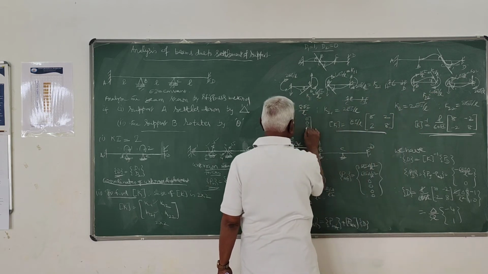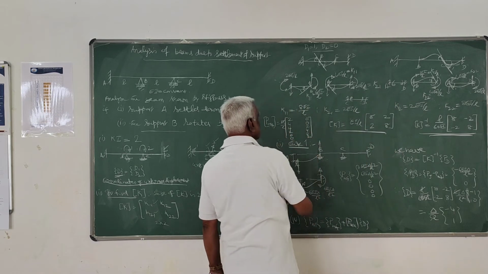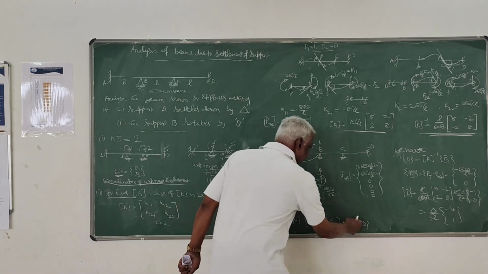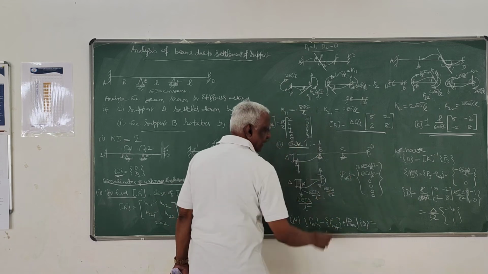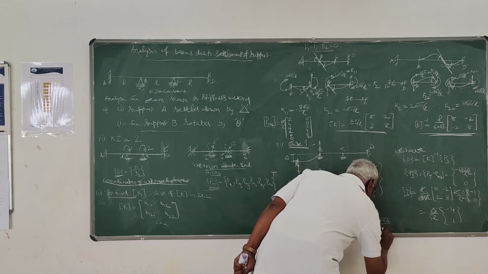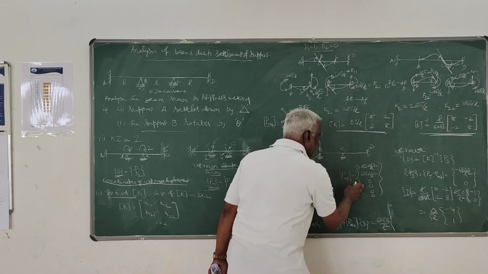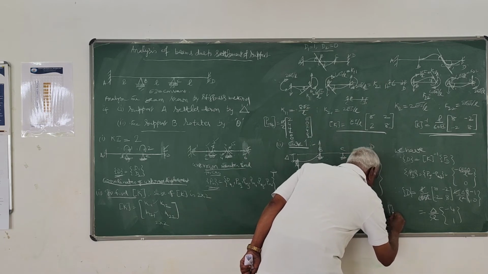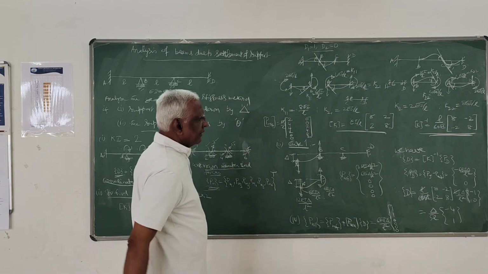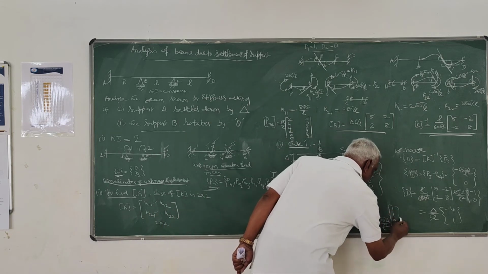PM4 is 4, PM5 is 4, PM6 is 2. This is that PMU matrix, same as here. So PMF we have generated here: 6EIΔ/L² into 1, 1, 0, 0, 0, 0. That is my PMF matrix. I have taken 6EIΔ/L² outside, that is PMF.